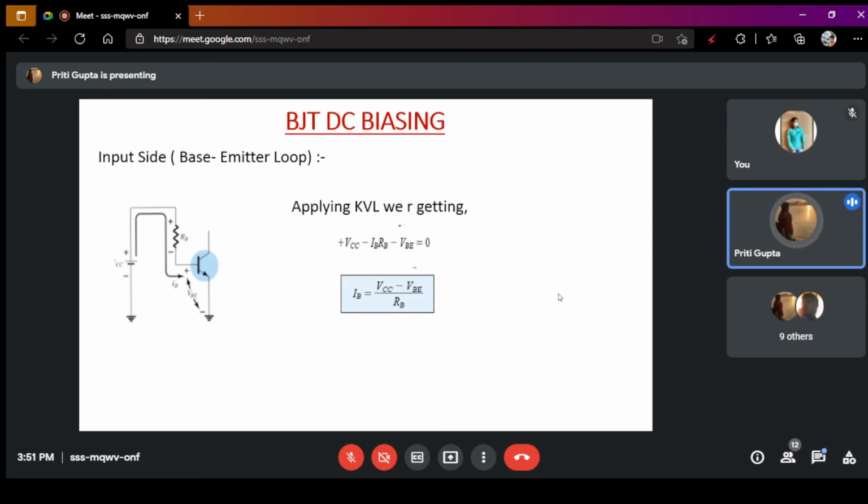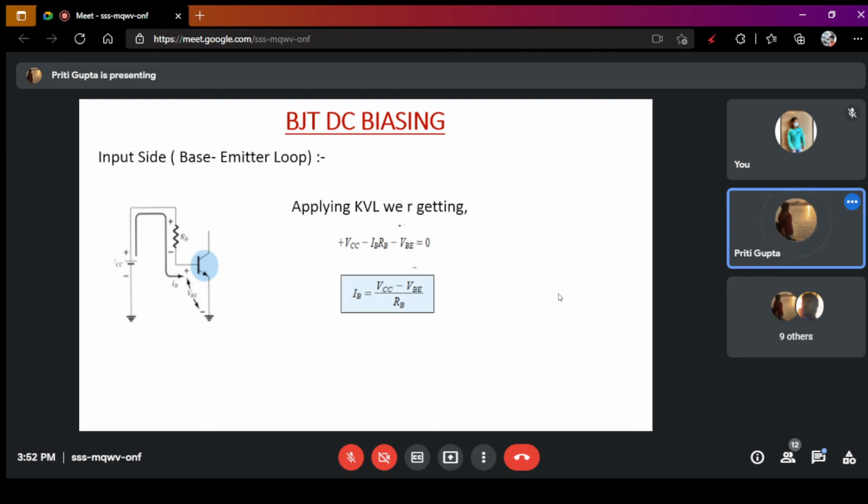Okay, so now, why the name is fixed bias? Man Verma asked me. The name is fixed bias because throughout this operation, the value of IB is fixed. Maybe you are changing the value of VCC, that is the collector voltage, but you will always get the same value of IB. That's why the name is fixed bias. IB will not change.